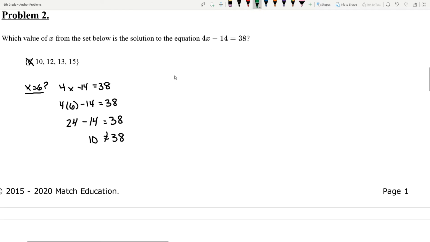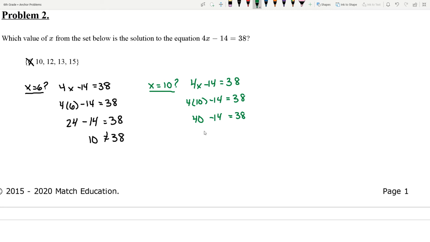Let's test 10. Could x equal 10? Well, 4x minus 14 equals 38. Substitute the 10 in for x. 4 times 10 minus 14 equals 38. Feels like we're getting closer, but not quite there, because 4 times 10 is 40, and 40 minus 14 is 26. And 26 is unfortunately not equal to 38. So we're going to keep this adventure going.